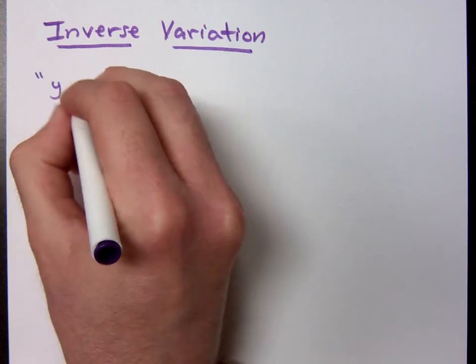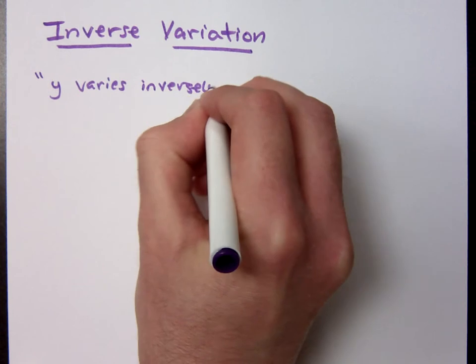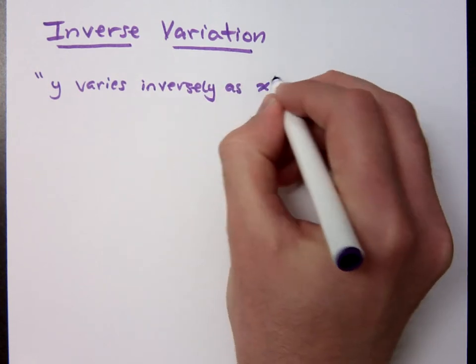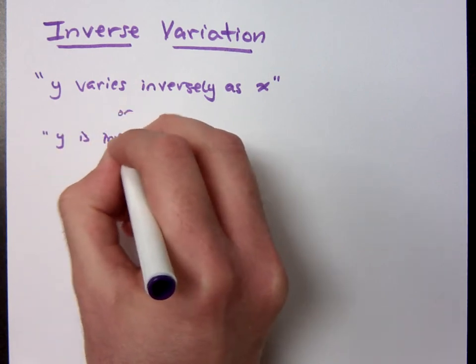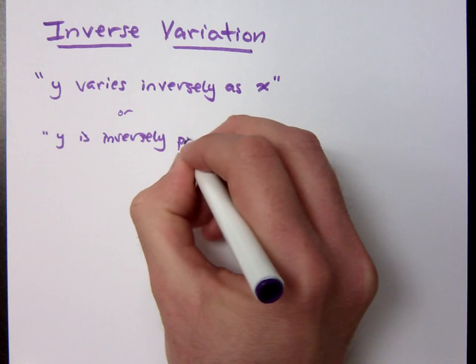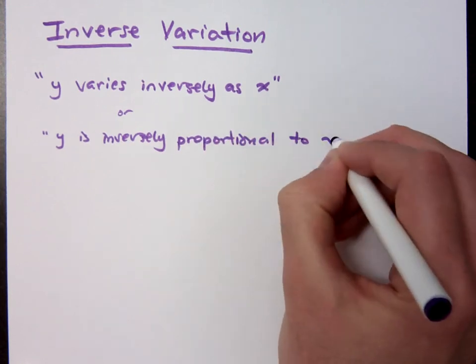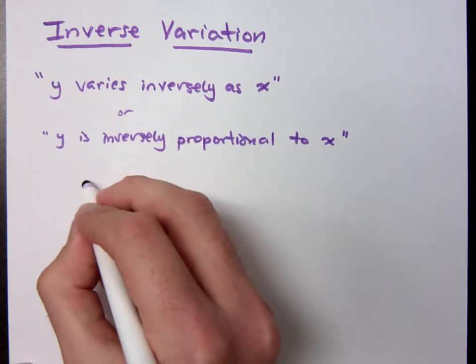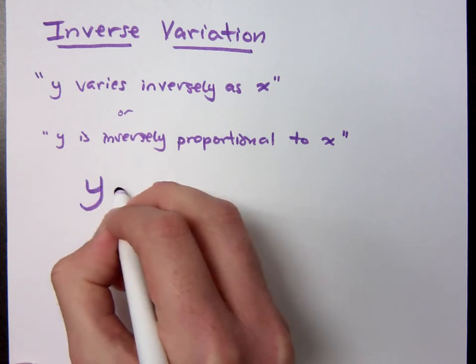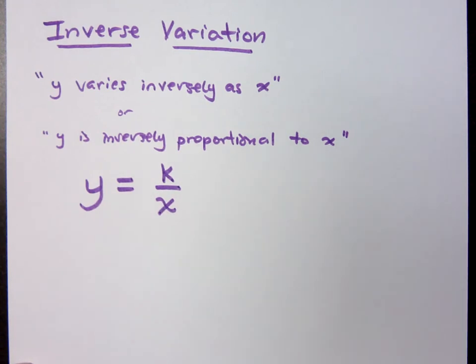And you see phrases like this, that y varies inversely as x, or you see that y is inversely proportional. Y is inversely proportional to x. Okay, those are the key phrases that we're going to see. And if we see this, it would be translated like this. Y is equal to k divided by x. K divided by x.